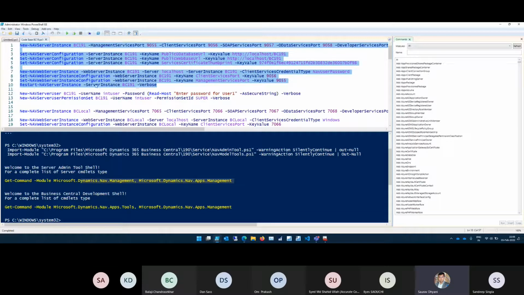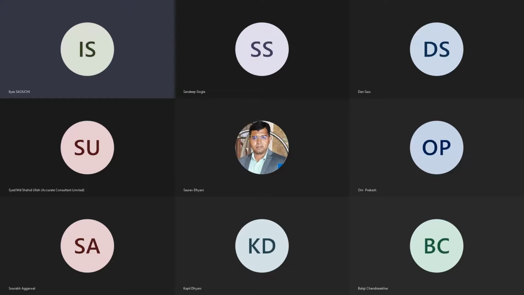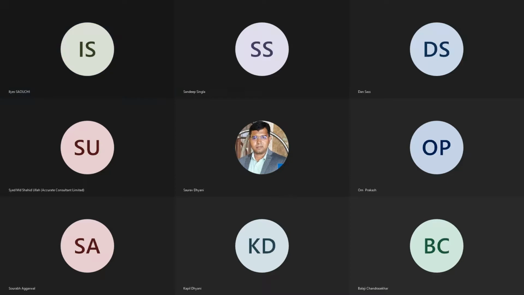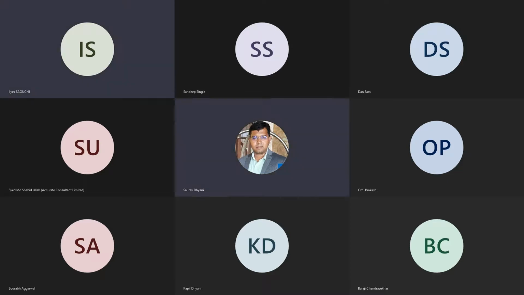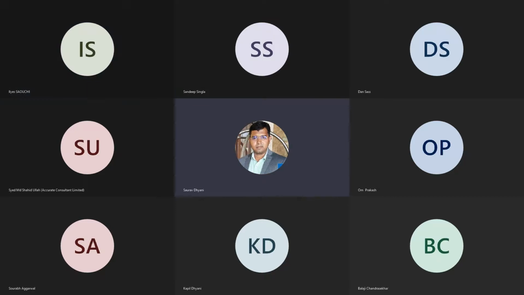Yes, Sam, you're saying something? Yeah, sorry. I think no problem. He's just loaded different versions of BC modules. At one time you can have one version active, and if you want to work on a different version, you'll have to close the PowerShell and reopen it. That's how it works.